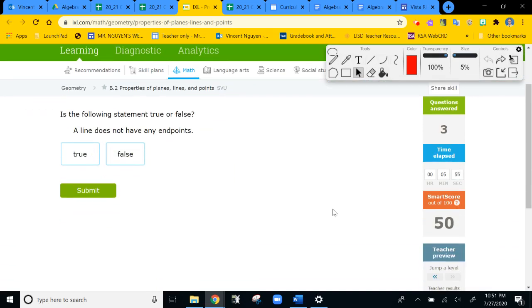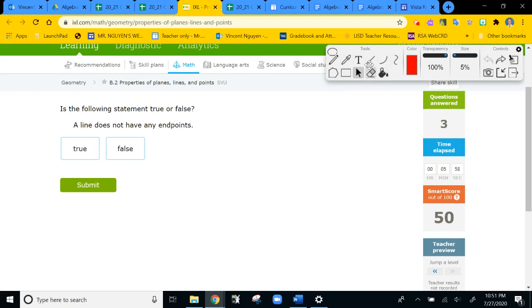A line does not have any endpoints. Okay, so let's talk about this. A line, by definition, extends in both directions. So if you're going to draw a line, you need to draw the arrows on the ends to indicate that it extends indefinitely in both directions. An endpoint is a point that stops the line so that it doesn't travel anymore, and the rest is no longer traveling. That's what an endpoint is.